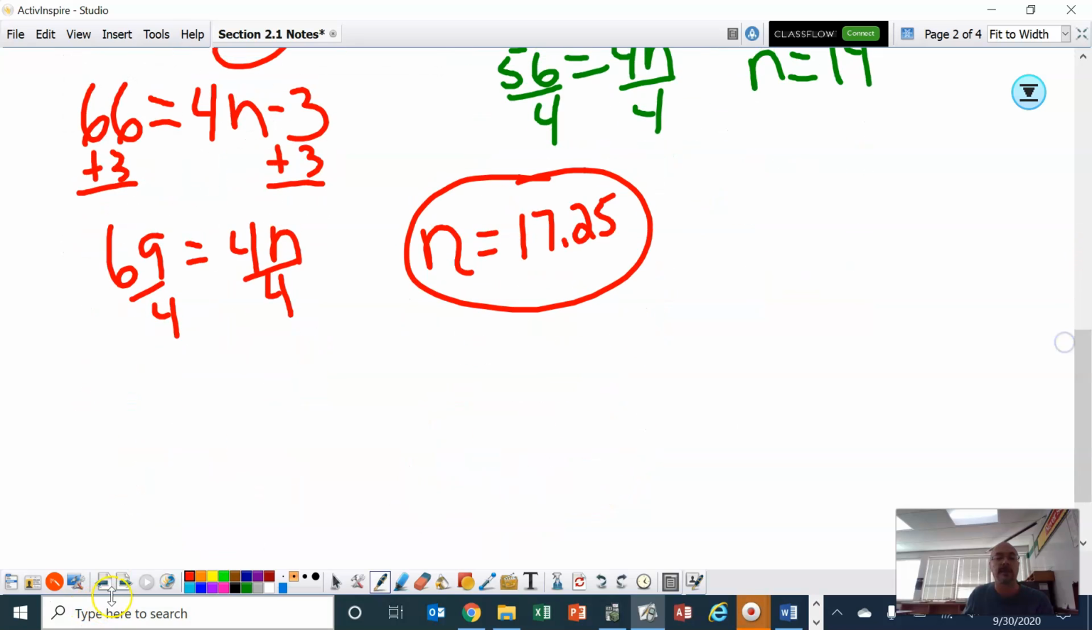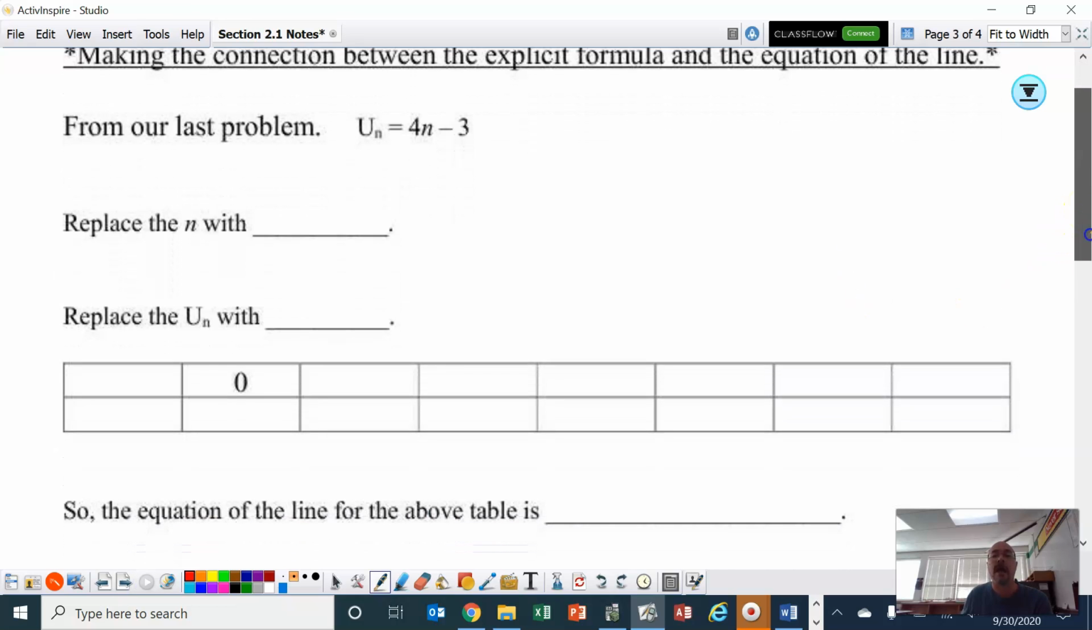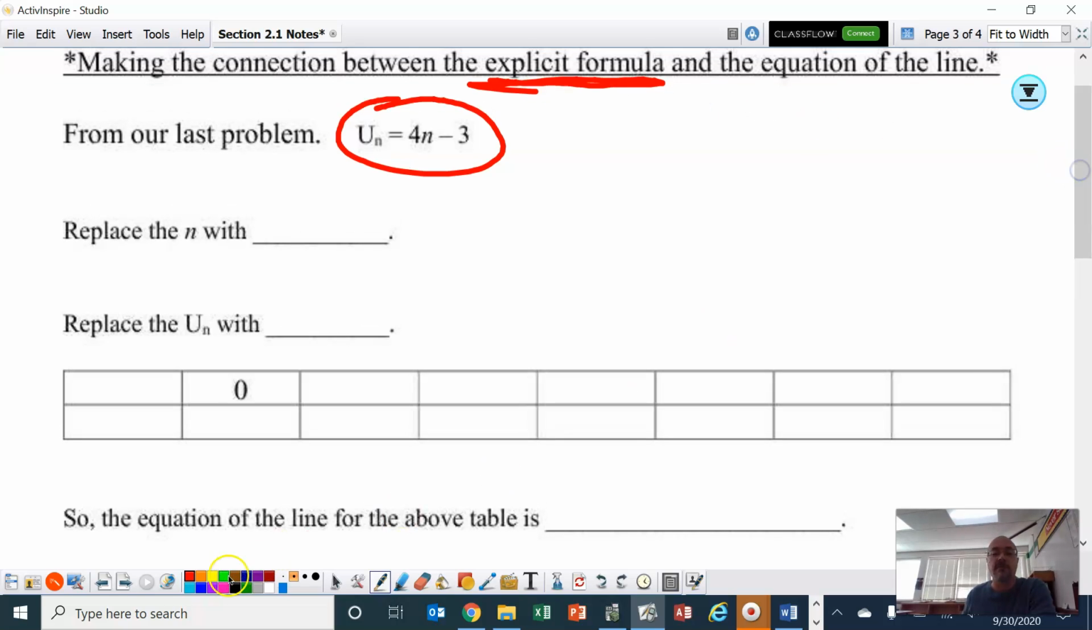All right, ladies and gentlemen, let's keep going, because this isn't the only thing we're doing here, and I want to try to keep this lesson short. So from our last problem, this is our explicit formula. Now, we're going to convert this into an equation of the line which you are very familiar with. You spent a whole year in intermediate algebra doing this. What we're going to do is replace the n with x, and replace the u sub n with y.